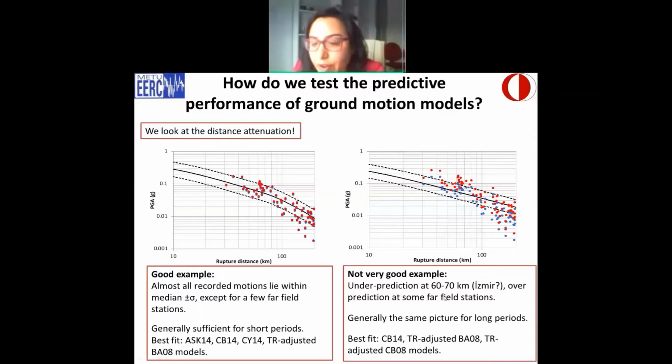I'm sorry about that. If you look at this not very good example, there is a typical, quite clear under-prediction of the stations at 60 to 70 kilometers away from the source. These are Izmir stations, actually. We also see some over-prediction for some far-field stations. This picture is generally valid for long periods for almost all ground motion models, and the best fit is achieved again with the Campbell and Bozorgnia model and two of the Turkey-adjusted models, as you can see on the screen. So the question here is: are the Izmir recordings really so different in terms of ground motion prediction?